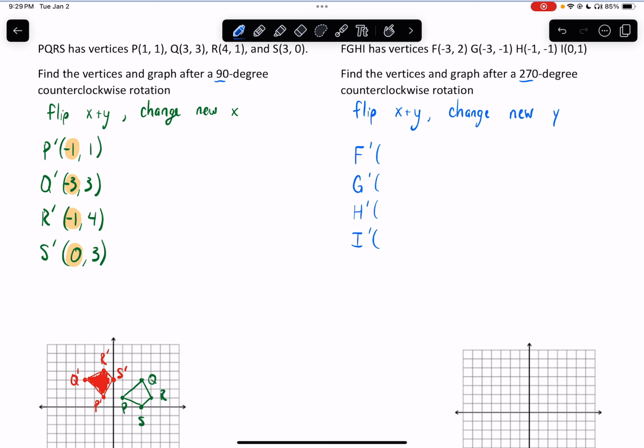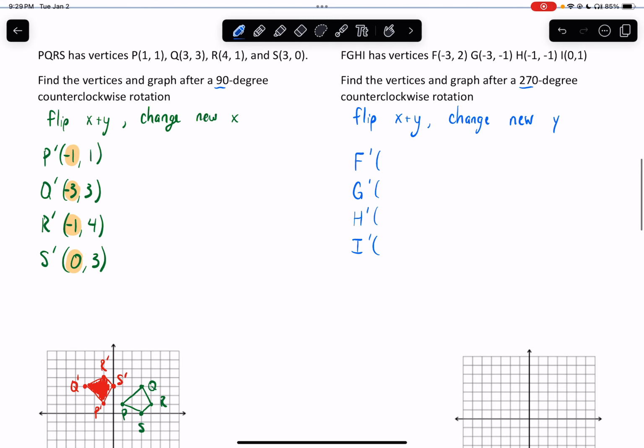And so again, I flip my coordinates for F, my x and my y, so it becomes 2, -3. And then I change the sign of my new y, so it becomes a +3. G prime is -1, -3. And then I change the sign of my new y, it becomes a +3. H prime, I flip them and it actually stays the same. -1, -1, change the sign of my new y. And then I, 1 flips to 1, 0. And again, I'm not going to be able to change the sign of the 0.